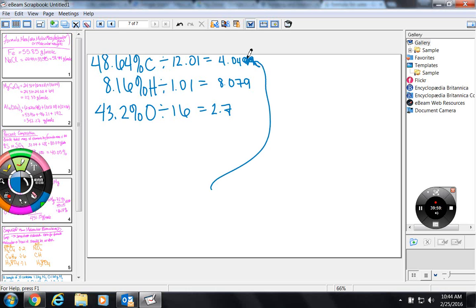They really finish with that right there. 4.04. Okay, that's gonna be good. Yeah, I know. You may not like it. We okay here? What do we divide by? You divide by the smallest number, which is 2.7.